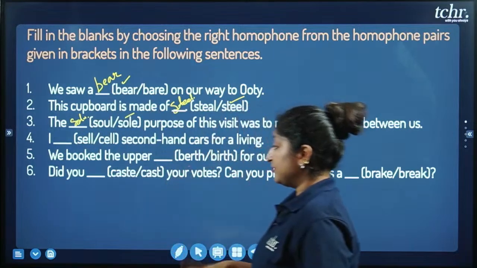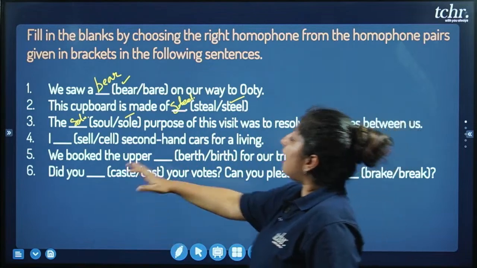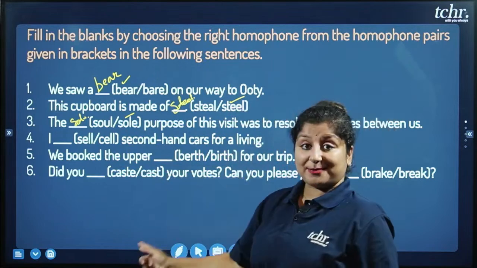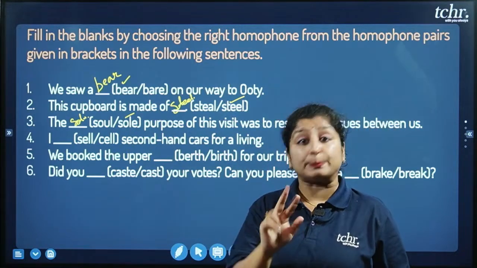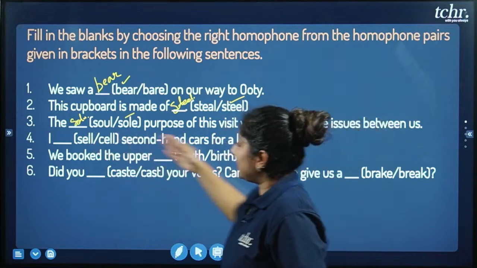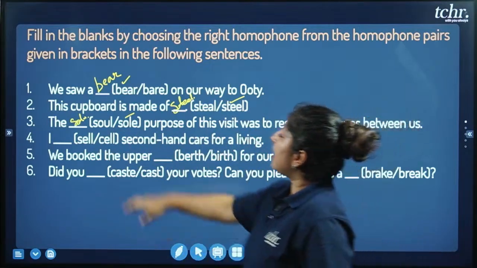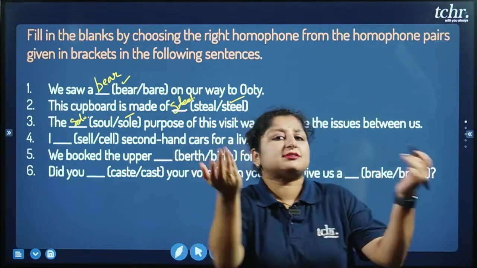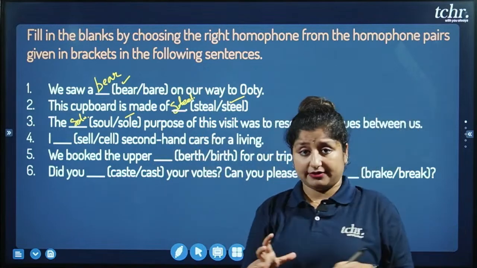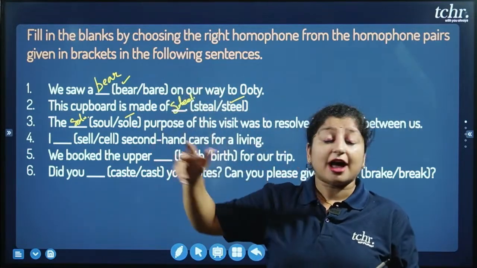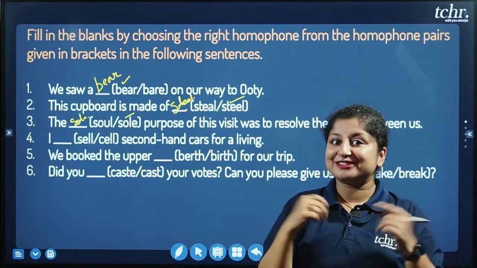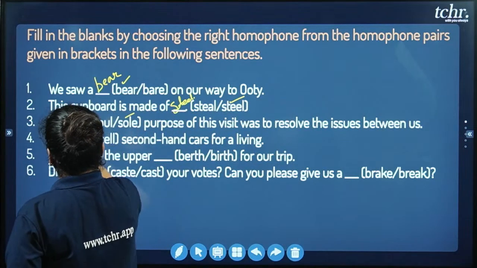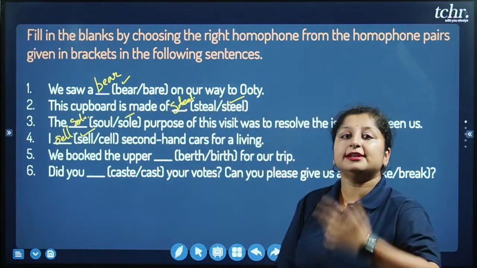Okay, now what does the next blank say? I dash second-hand cars for a living. Now again, keep in mind, the homophones' meanings also you should know. The context of the sentence also you should know. I sell second-hand cars for the living. Always sale 100%, 50% off, 30% off. That time, which is that sale, S-A-L-E. Now here, it is going to be S-E-L-L, sell.